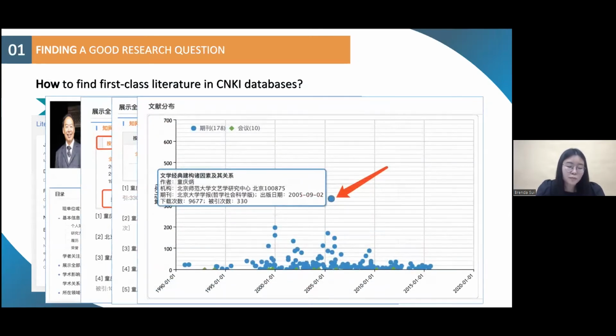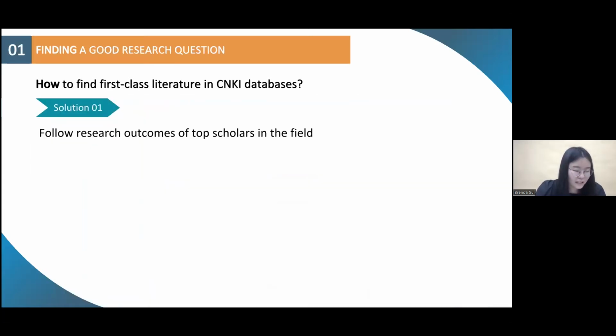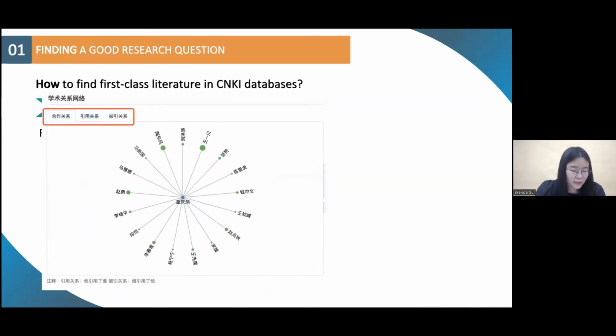And here each blue point represents a specific work of his. Click the point, and we can see more information about the article. Well, we can also see the scholar's network, like who have cooperated with him in writing a paper, who have cited his works, and whose research he has taken for references.